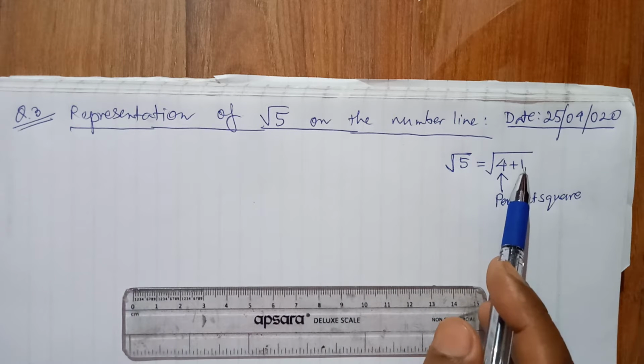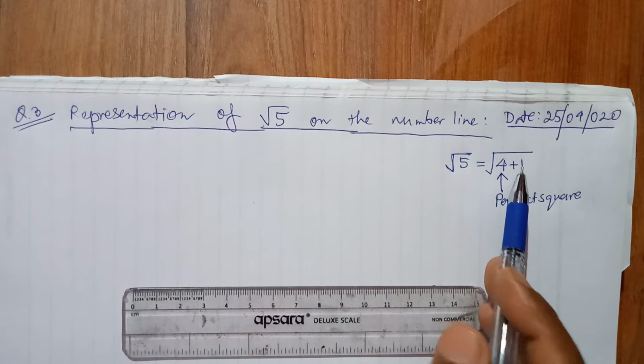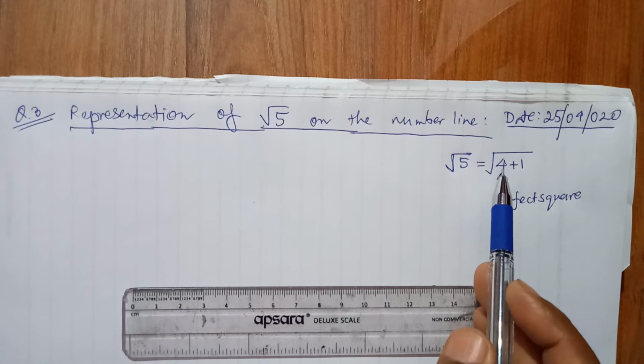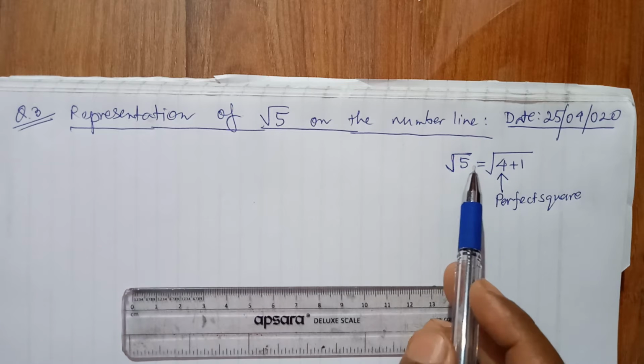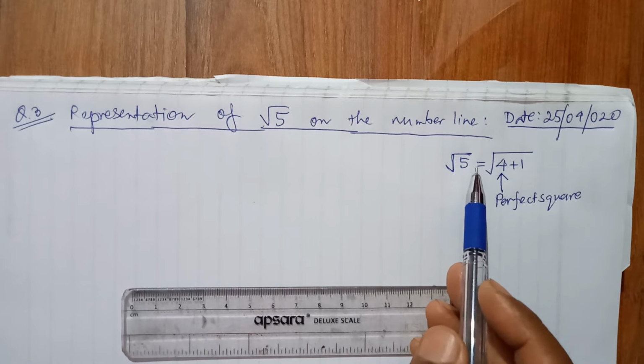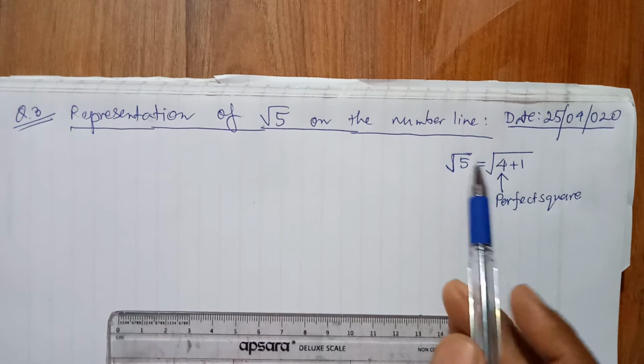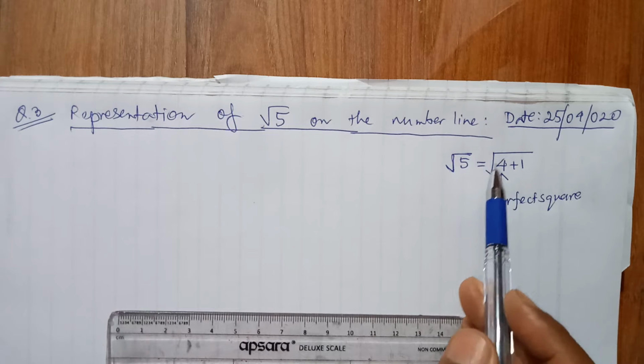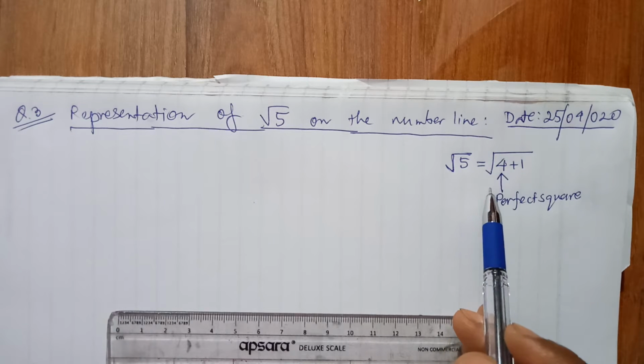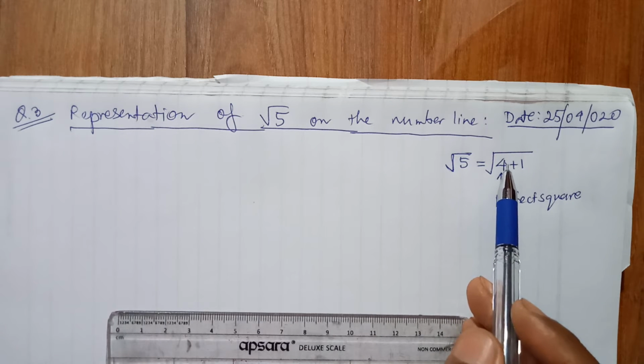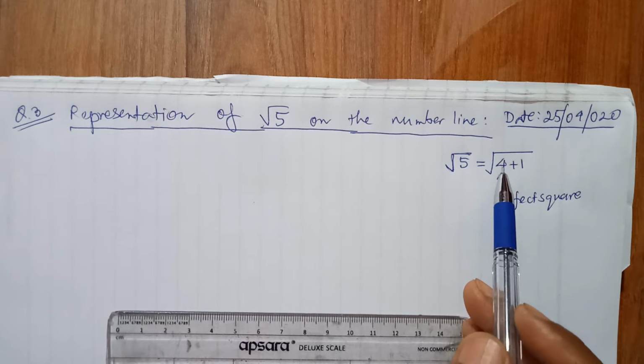The number should be written in the form of perfect square plus 1. If you are getting the perfect square as the first part, then you can represent the number directly on the number line. And after breaking the number as something plus 1, if the larger number is not a perfect square, then you have to follow some extra steps that will come later on.